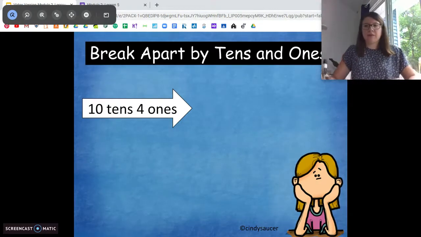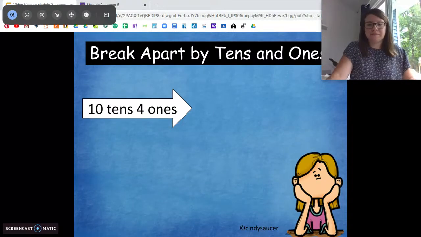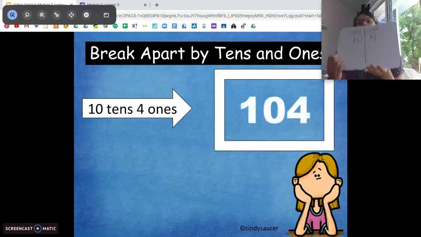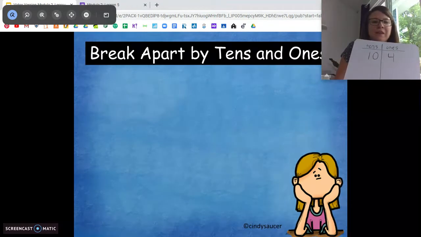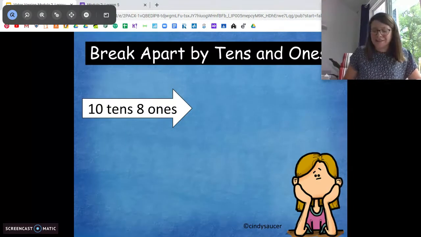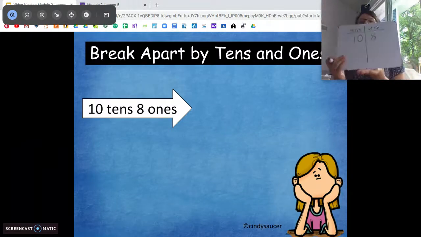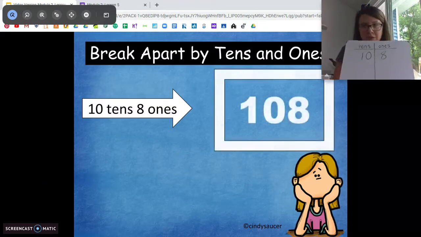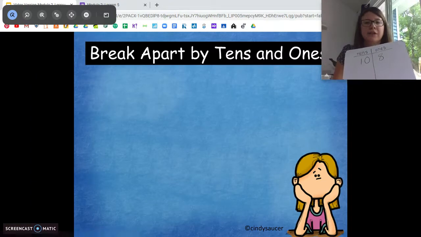I'm going to write that in my place value chart. 10 tens, 4 ones. That number is 104. If you look at your place value chart, we have 10 tens, 4 ones. 104. Awesome. All right, try this one. Now let's try 10 tens, 8 ones. Similar idea, different number. 10 tens, 8 ones is 108. Excellent job. You can see the 10 tens there. 10 tens is 100, plus 8 extra ones, 108.